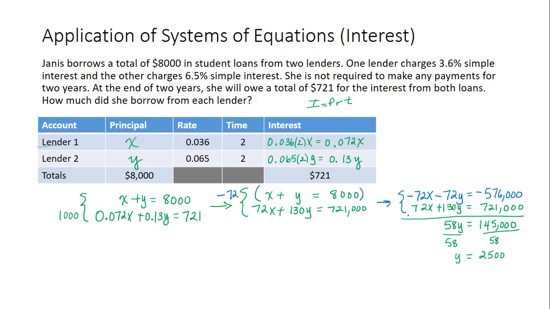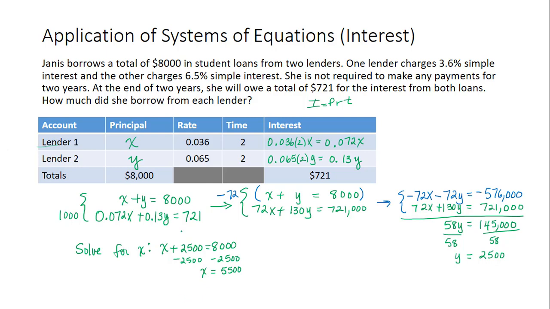Now, once we know y, we can solve for x. And to solve for x, we know that x plus y is 8,000. That gives us that x plus 2,500 is equal to 8,000. So when we subtract 2,500 from each side, we get that x is equal to 5,500.